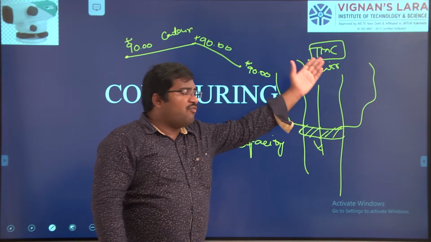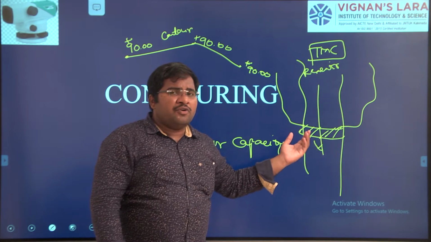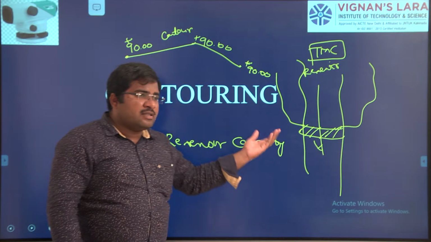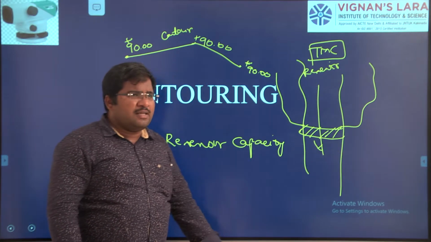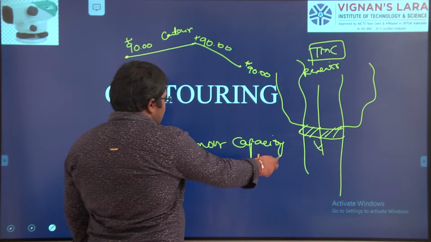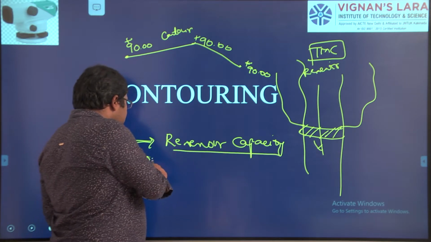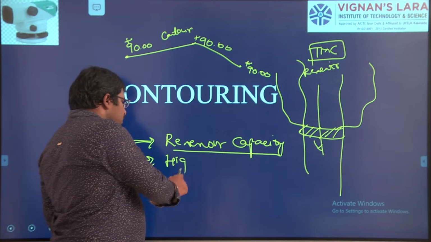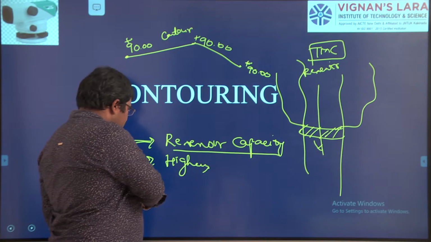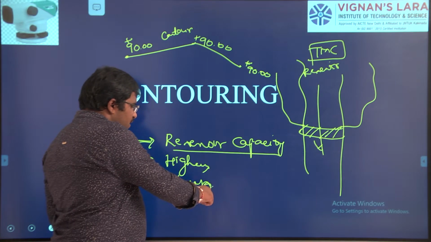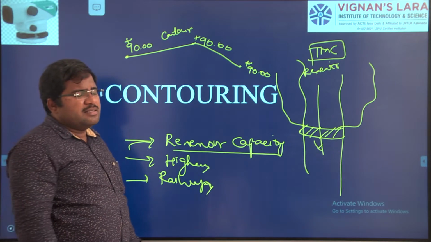We draw the contour map, and from the contour map we know the total reservoir capacity. This is the main application of contours. Then we have other applications for highways, then applications in railways, etc. So these are the important applications of contours.